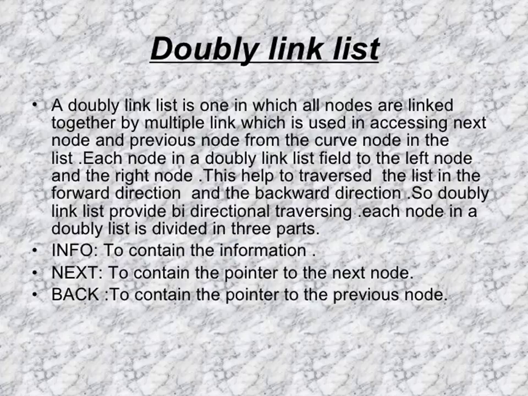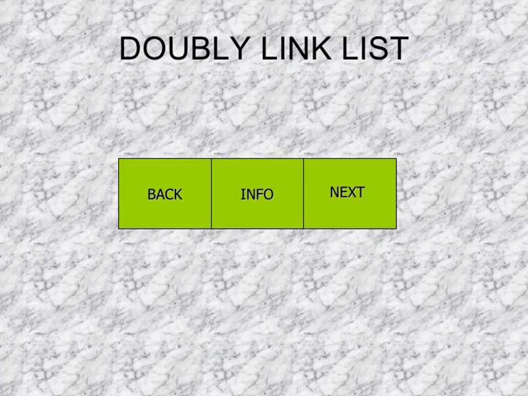Then double linked list already I have given. In the double linked list we have the node having 3 fields. One is information field, another one is next field, another one is back field. Information field is used for storing data, any type of data. Next field is used for storing address of or pointing to next node, and back field is used for pointing to the previous node. What do you mean by pointing to the next node, pointing to the previous node? Pointing to the next node means it has an address of next node. Pointing to the previous node means it has the address of previous node.